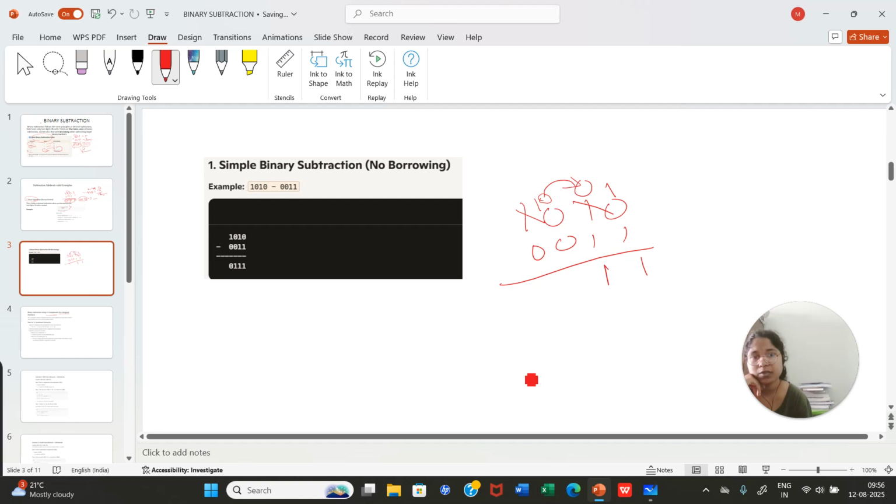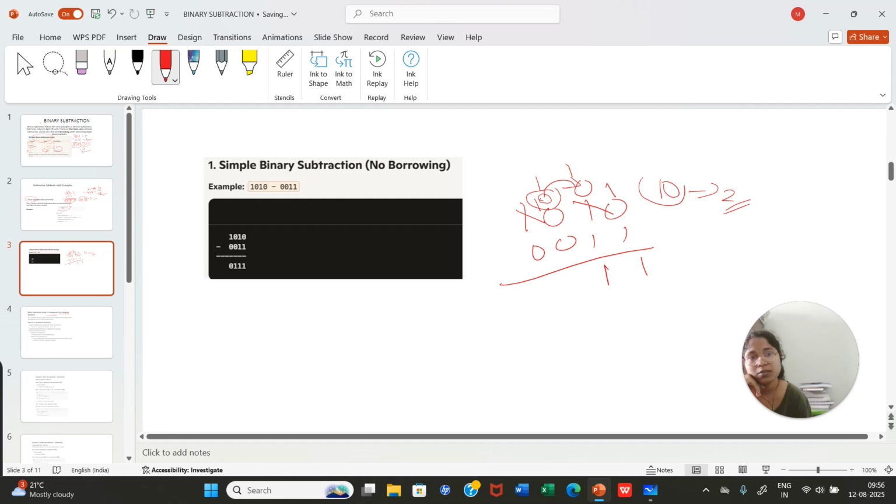Okay, we need to borrow 1 from this to this. So now this term is 1 0. After taking 1 borrow from here, 1 is left, because look here, 1 0. We took 1 from here, and this 0 is already here. So this 1 0 is equal to 2.